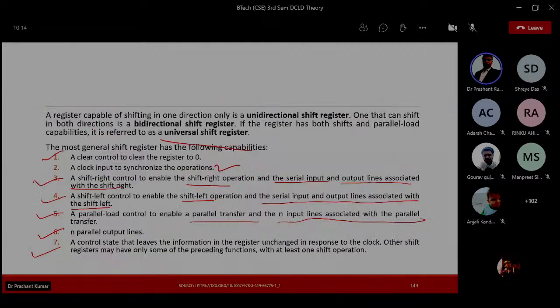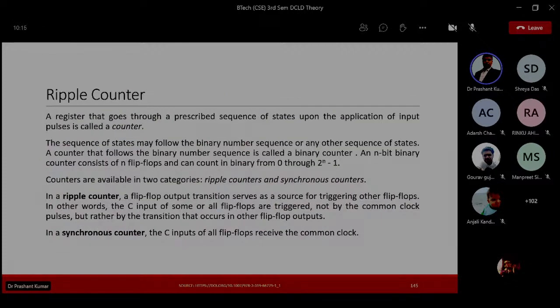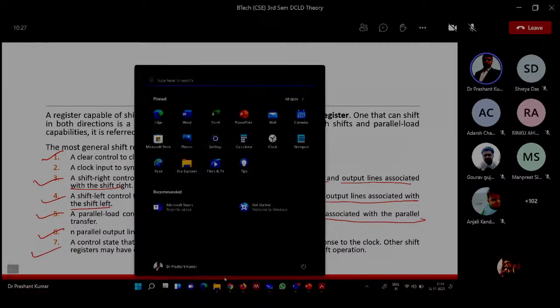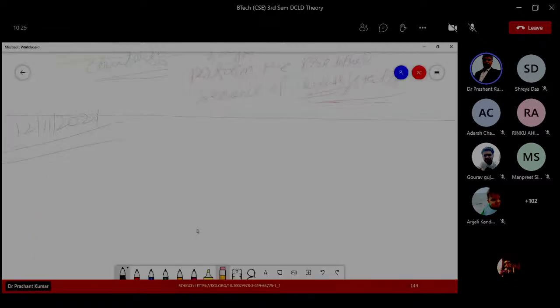Then after shift registers, we have the counters, ripple counters. So just to move on to the board side, we will discuss something, then we will come here again. So we have counters.